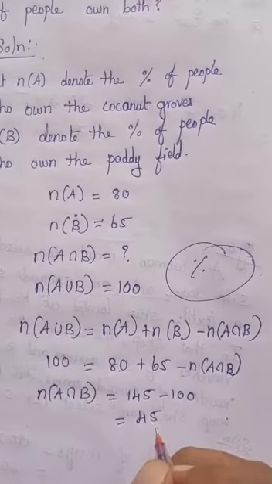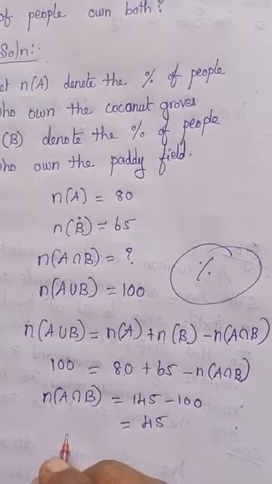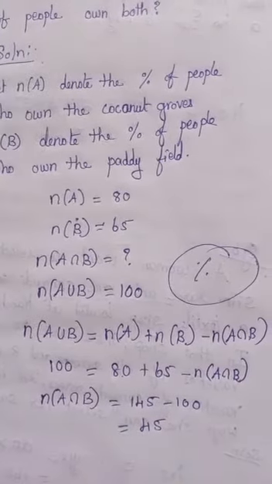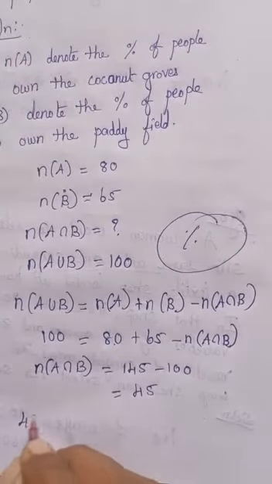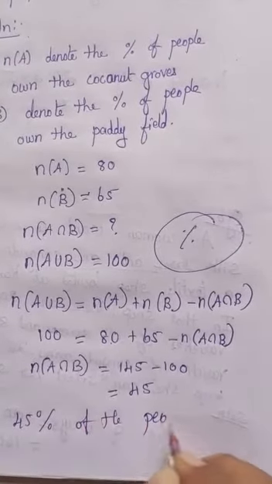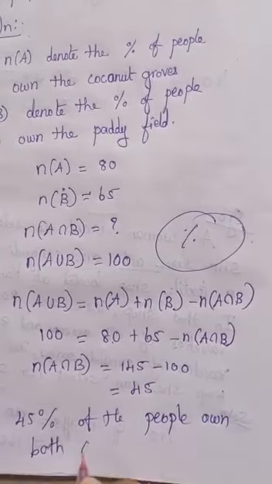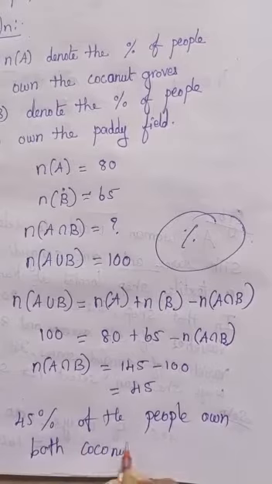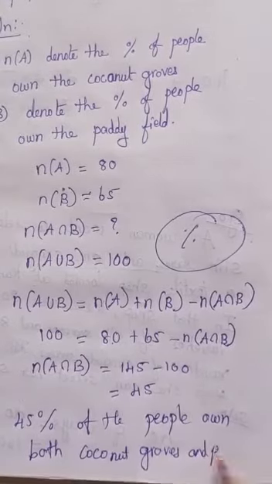So in words, if we write, the answer is 45% of the people own both paddy field and coconut groves.